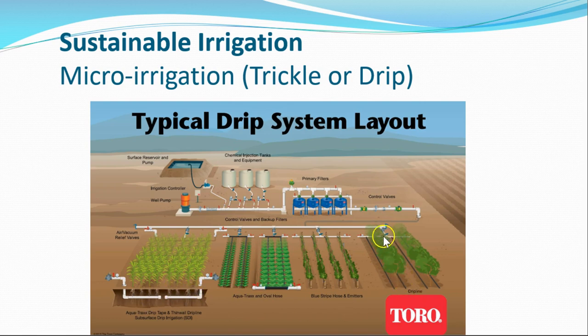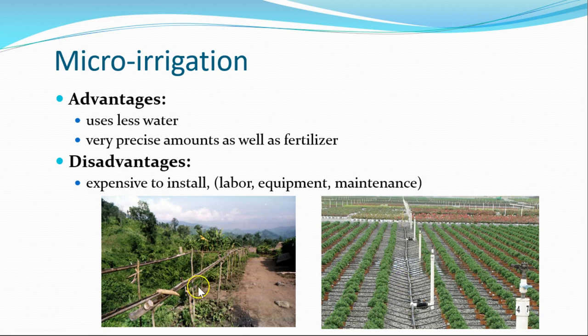But ultimately what's very standard is to just have these little drip lines, whether they're above or on the ground. You just have the water seeping out of these lines. The advantage is you use way less water. It's super efficient, like 80 to 90% efficient. Very precise, and you can apply fertilizer in a very precise way, which means you need less of it, and that's great.